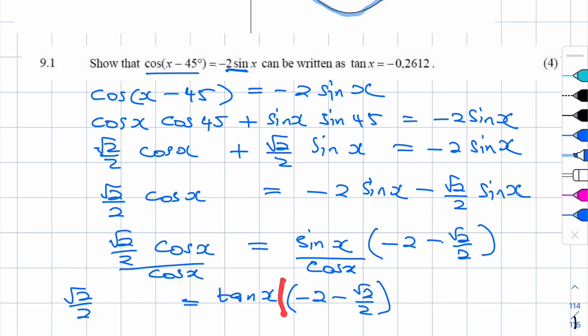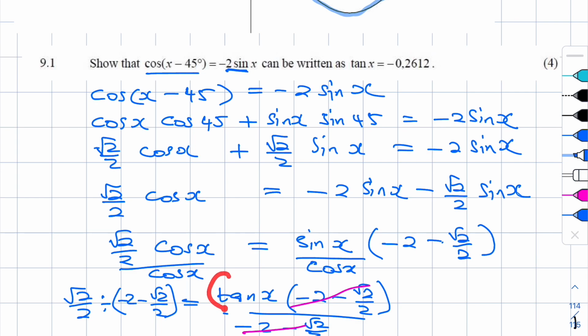Then what I'm going to do, I'll just divide by this term both sides, which would be divided by minus 2 minus square root of 2 over 2. Here I'll put a normal division sign. And then that will cancel. Then on the right hand side, you're left with tan x. Left hand side, if you simplify this with a calculator, you will get tan x is equal to negative 0.2612. So we have proved that.